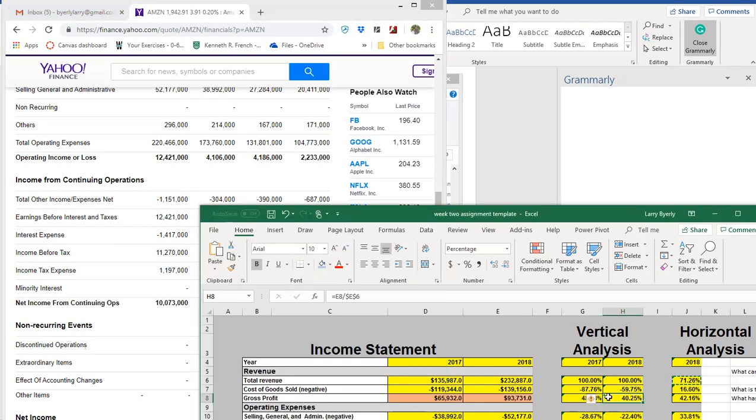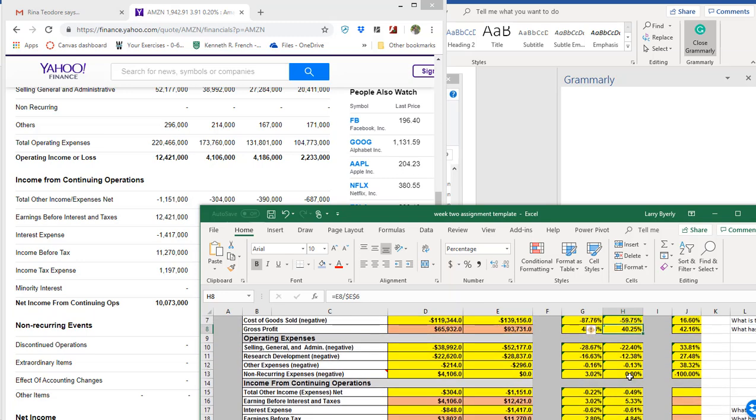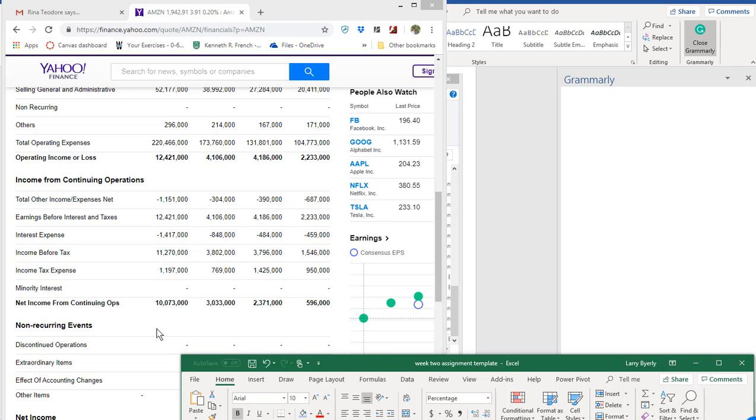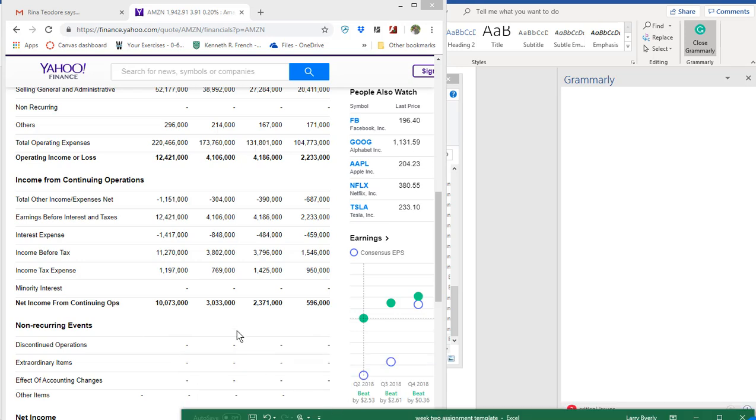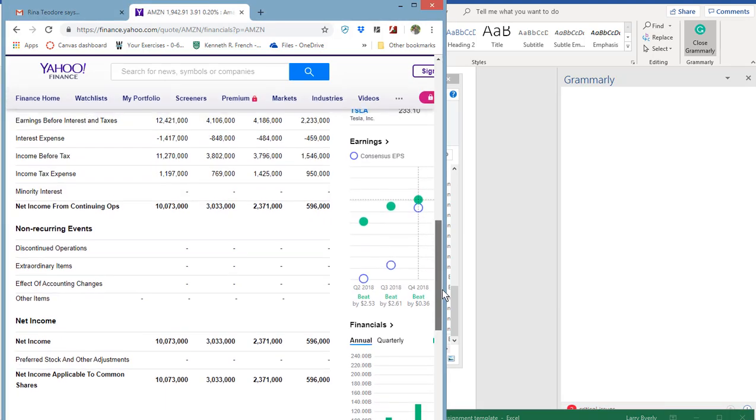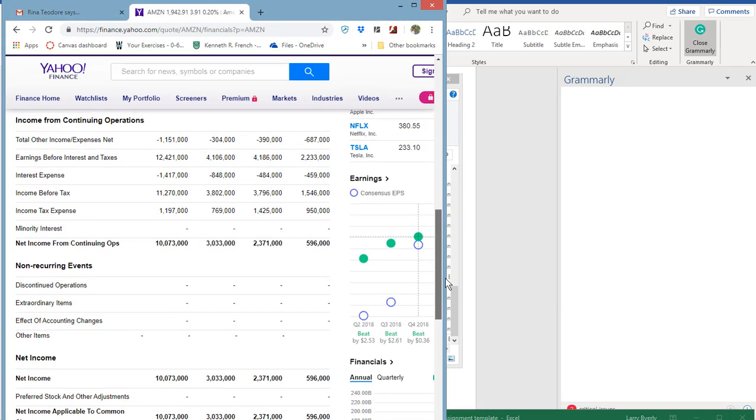2018, right? So we go down here. Where's our number? See, this says 0. That says 3. There's a number here for non-recurring events, 4106. And over here, I just don't see where that number is. Where did I come up with that number? Oh, here it is up here. That's EBIT. I just have the wrong number in there.